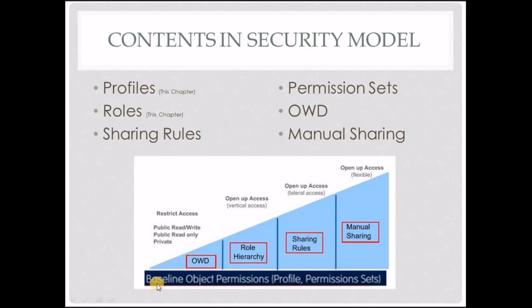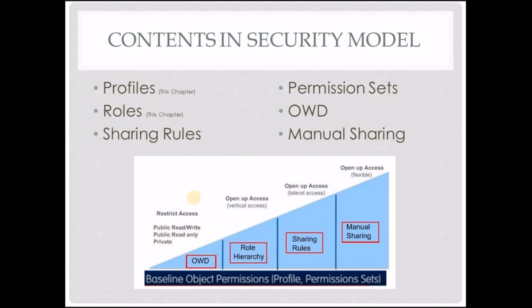As you can see, the baseline object permissions define the baseline default settings, that is, the profile and the permission sets set the permissions that a user has as to which objects and applications the user can access. On top of that, we have OWD, or organization-wide defaults. Organization-wide defaults set the default restrictions that a user has. That is, if the data is public read-write, public read-only, or private.